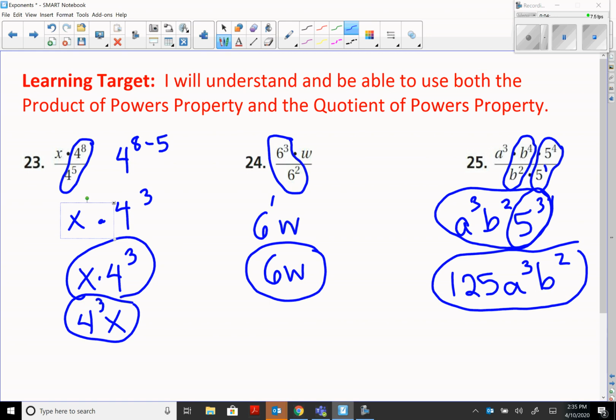Which reminds me, we technically did not simplify this first one, because I can go ahead and evaluate 4 to the 3rd power. And 4 to the 3rd power is 4 times 4 times 4, which is 64. So that one, if I went all the way, would be 64 times x.